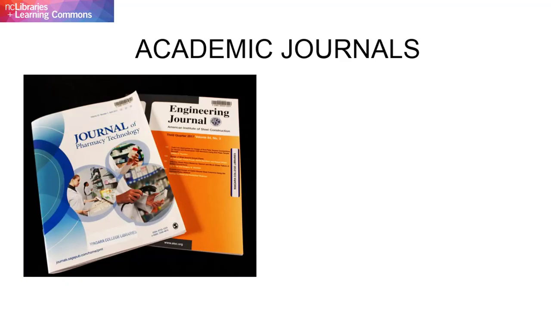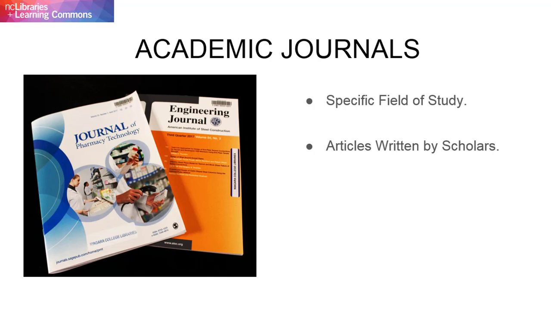Academic journals, however, are each related to a specific field of academic study. Academic journals contain articles written by scholars in their field, which report on original research. Articles written in academic journals often undergo a peer review process. This means that they are reviewed by other scholars rather than by editors before they are published. This process helps to ensure that all of the research printed within a particular journal is accurate.